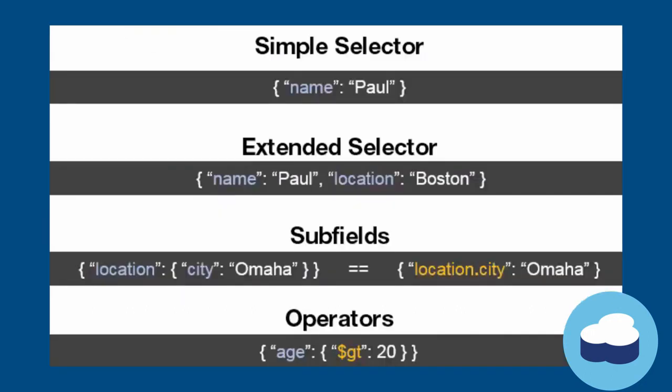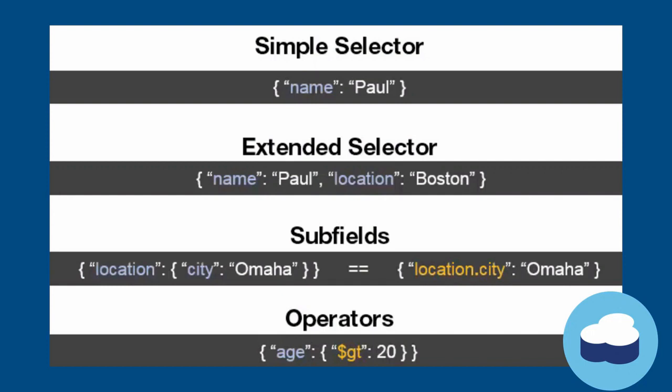Here we have a selector syntax that can be used to express conditional logic using specially named fields. If you're familiar with MongoDB querying, then this seems similar. A simple selector might match any document with the name Paul. The extended selector would match with a name corresponding to a particular location. It could match multiple values.